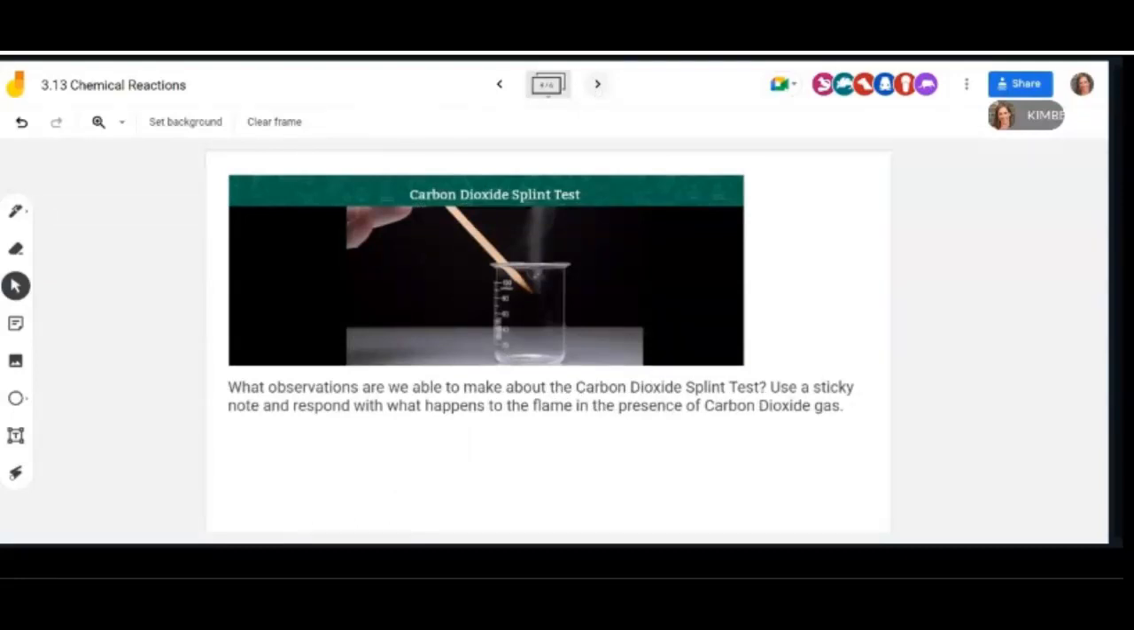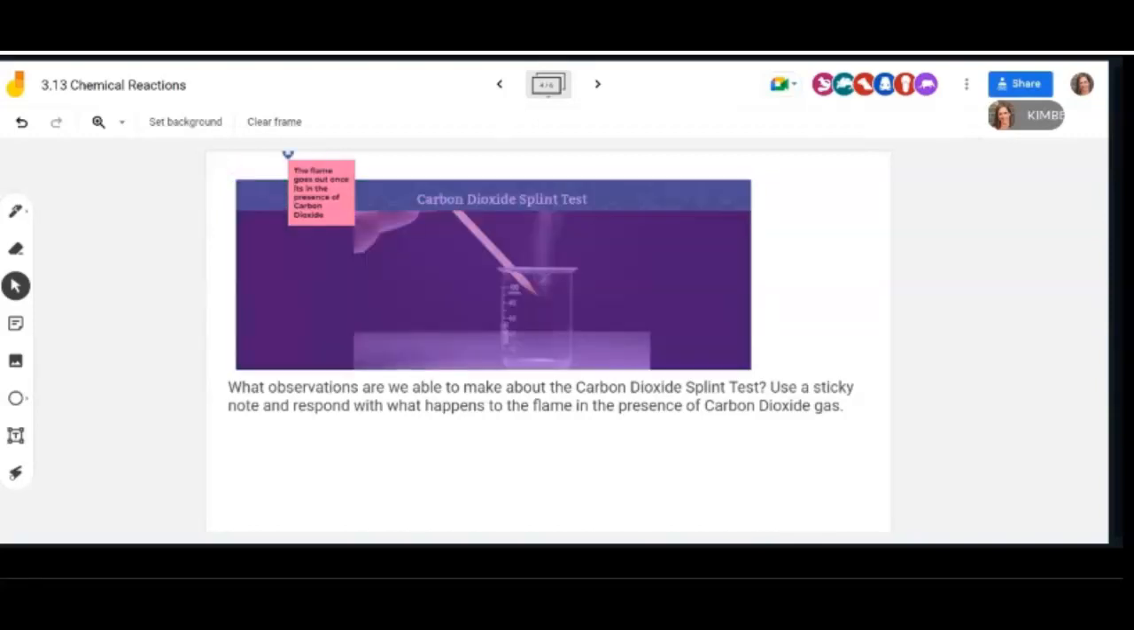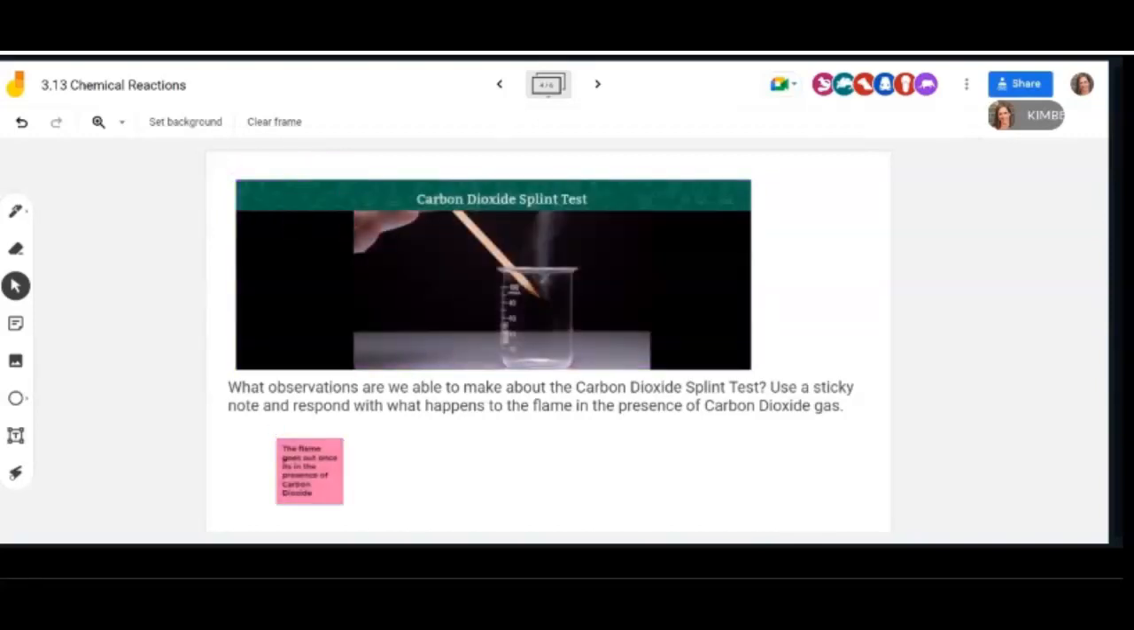So if carbon dioxide is produced, like in this picture, and a flame goes into the beaker, what happens to the flame in the presence of carbon dioxide? All right, so the flame does go out when there is carbon dioxide gas. Excellent job.